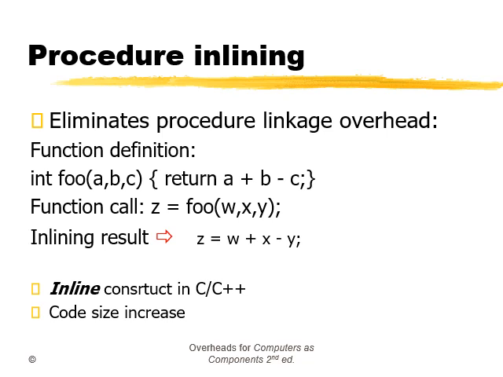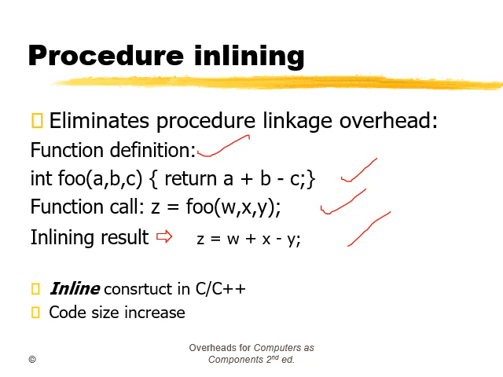Another machine independent transformation that requires a little more evaluation is procedure inlining. Procedure inlining eliminates procedure linking overhead. This is how we can optimize our program. You can see that we have the function definition, followed by the function call, and then we have the inlining result.